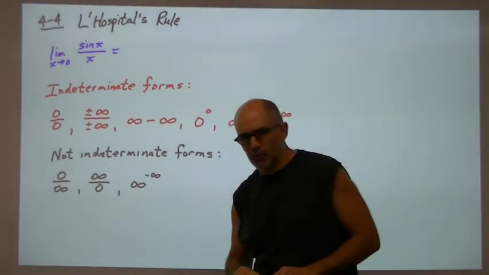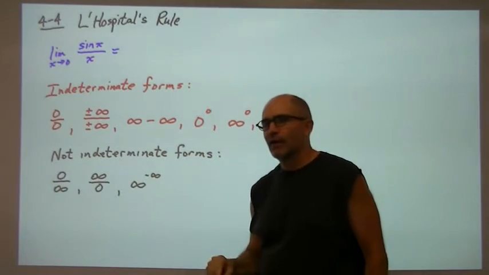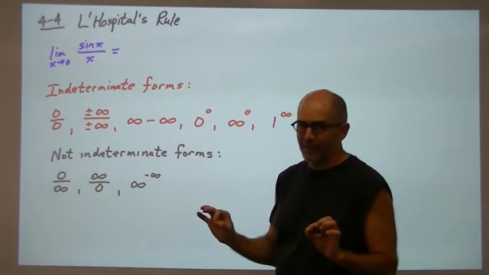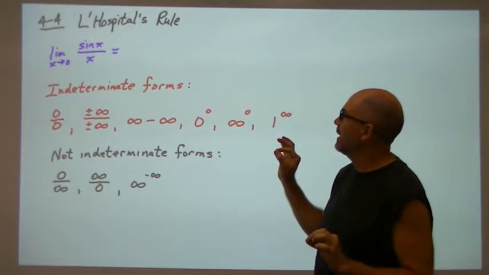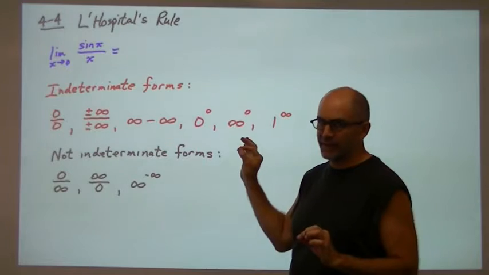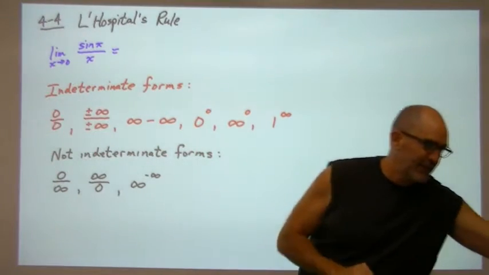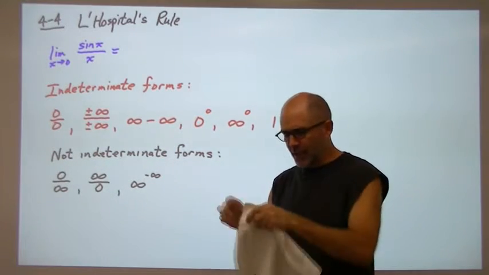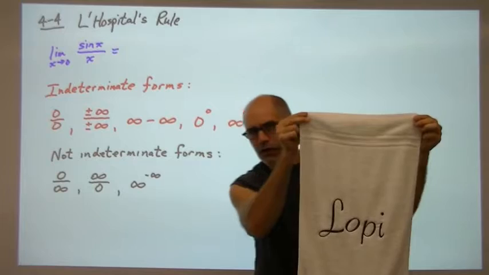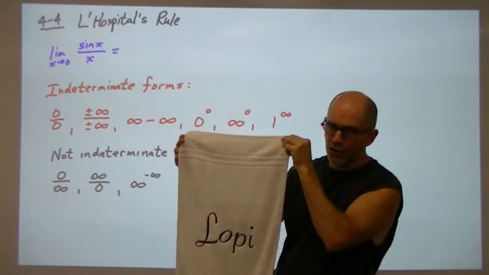this person's rule. Now, this person's name appears, if you're an English speaker, to be L. Hospital's rule. That is not the case at all. This guy is French, and his name is pronounced L'Hôpital. Here we have our L'Hôpital.